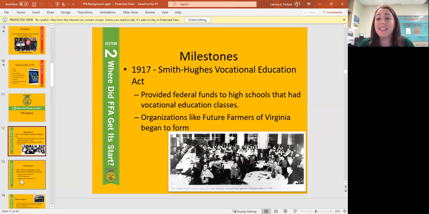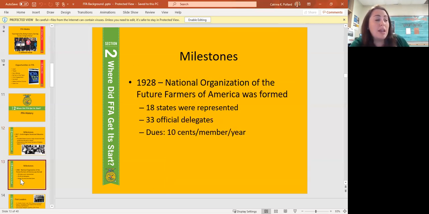This act not only established ag ed, but it kind of gave structure to vocational education. Before this happened, most of the time when you went to school, you did reading, writing, and arithmetic. Okay, that's all you did. You didn't have home ec, you didn't have business, you didn't have technology, you didn't have ag. And so this act gave towards that.